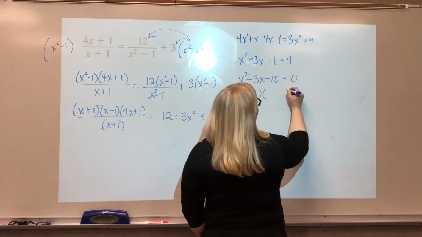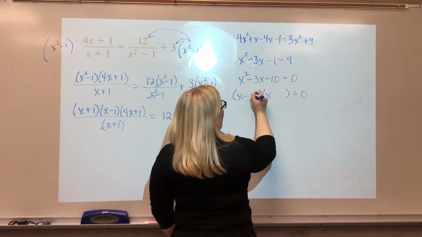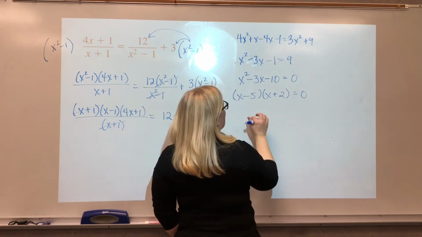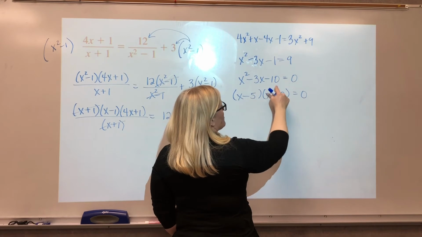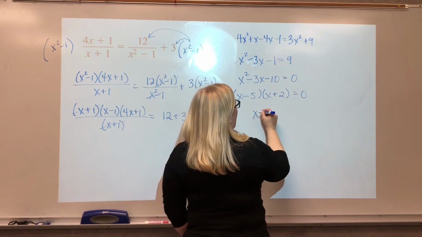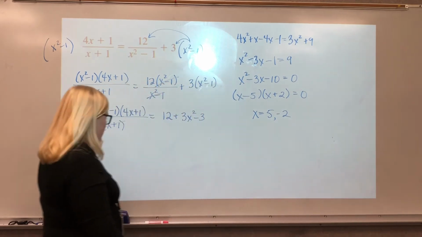This factors into x minus 5 times x plus 2, right? Because negative 5 plus 2 is negative 3. Negative 5 times 2 is negative 10. So my answer is 5 and negative 2.